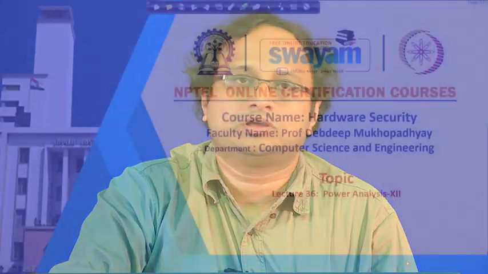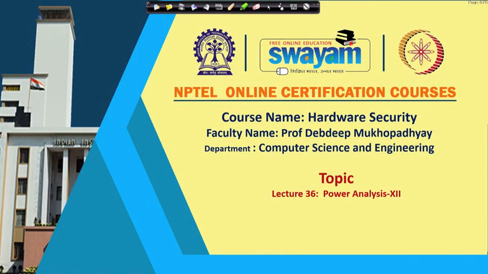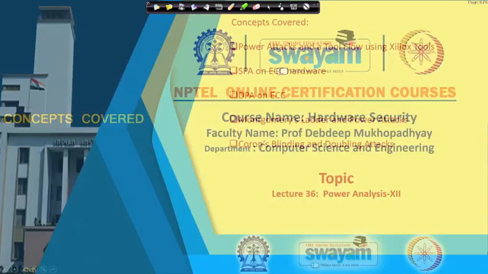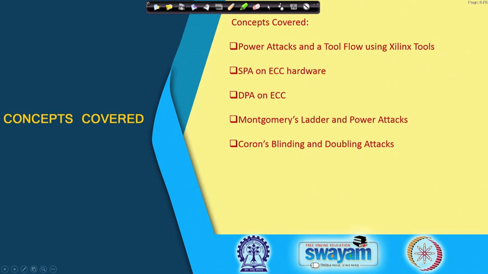Welcome to this class on hardware security. We shall be continuing our discussions on power attacks. In fact, today we shall be looking at the effect of power attacks on a different kind of primitive, like we have seen block ciphers, we have seen stream ciphers. In today's class we shall be looking at the effect of power attacks on elliptic curve cryptographic hardware.